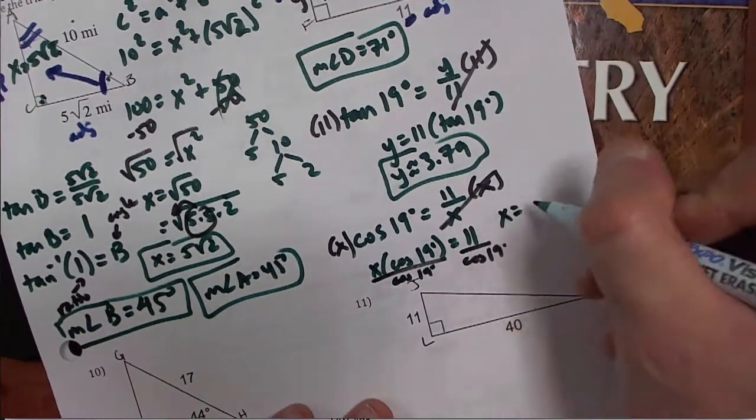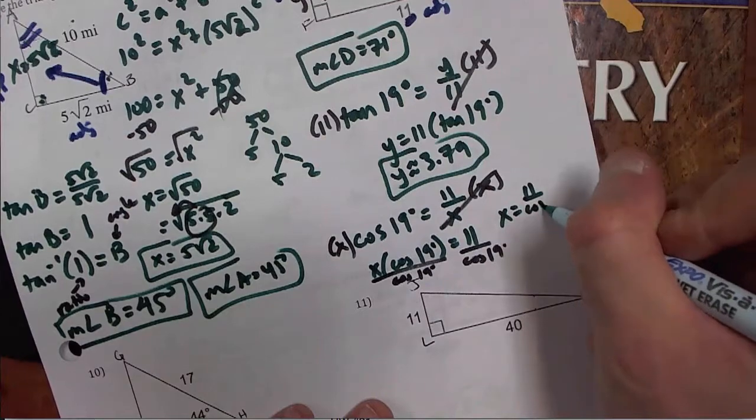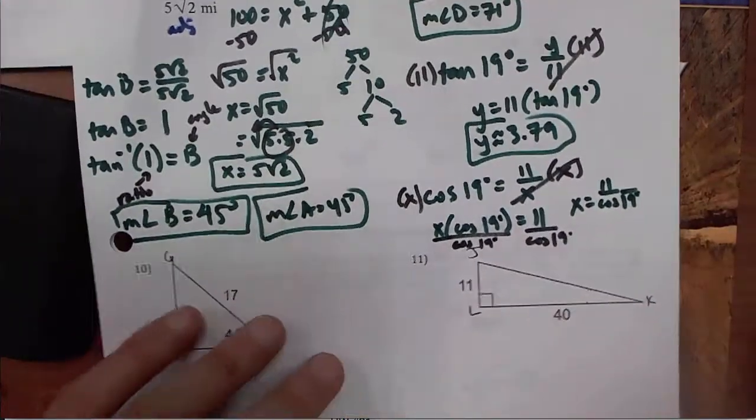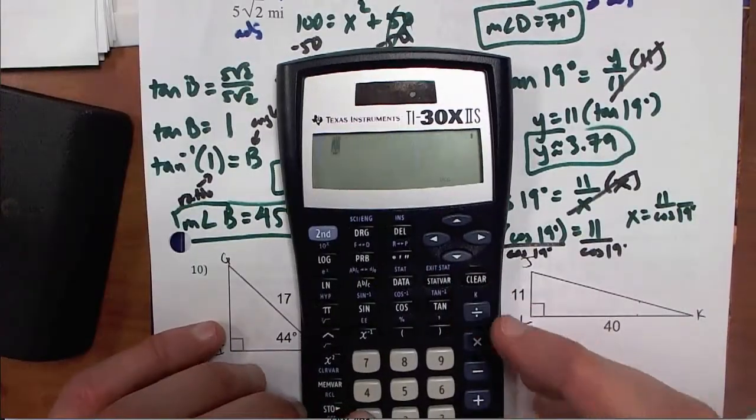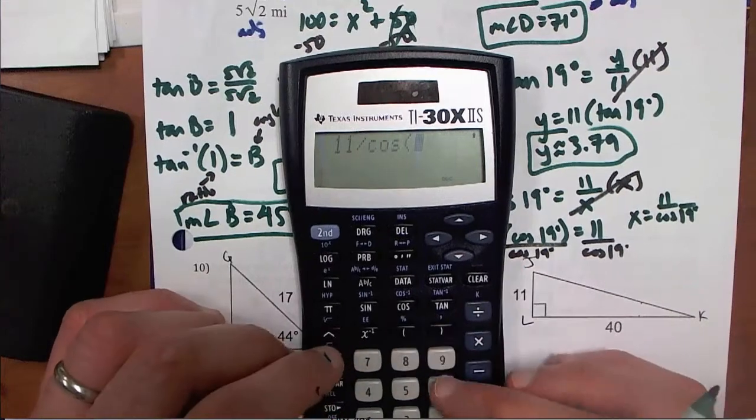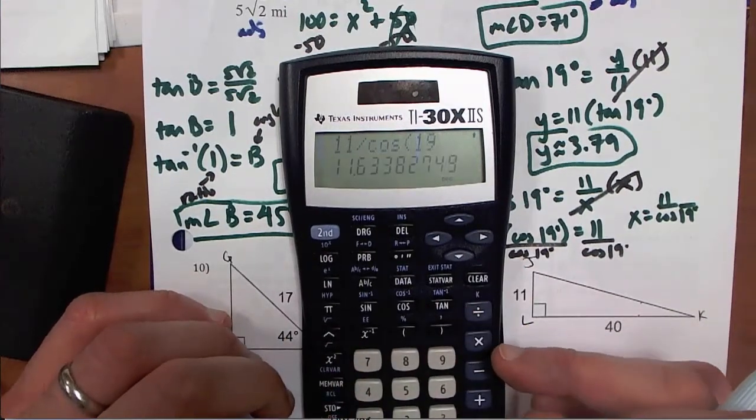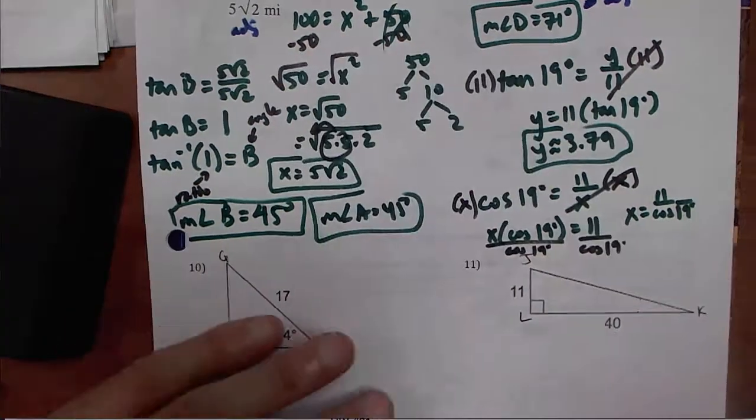Okay, so our final answer, x equals 11 over the cosine ratio at 19 degrees. And what is that exactly? 11 over the cosine ratio at 19 degrees is about 11.63.